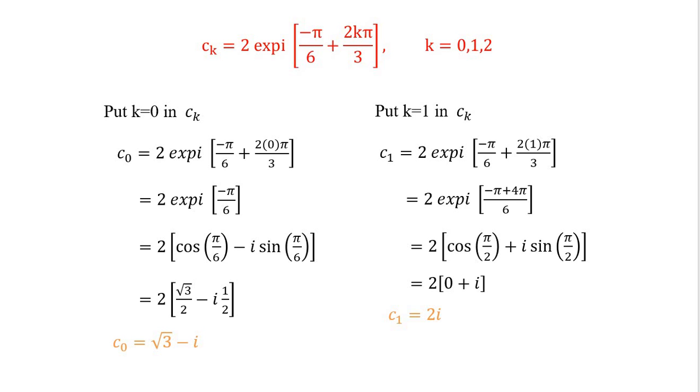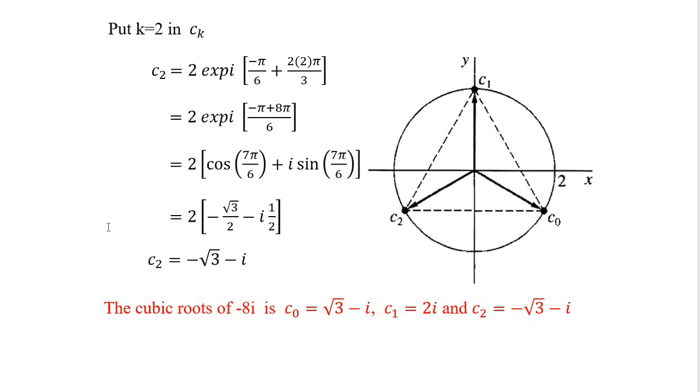And similarly, to find C2, put k equal to 2 in Ck. Therefore we get exponential of i into minus pi by 6 plus 4 pi by 3. After simplification, we get cos 7 pi by 6 plus i sin 7 pi by 6. If you expand this term, we get 2 into minus root 3 by 2 minus i into 1 by 2. Therefore we get C2 equal to minus root 3 minus i. So the cubic roots of minus 8i are C0, C1 and C2.